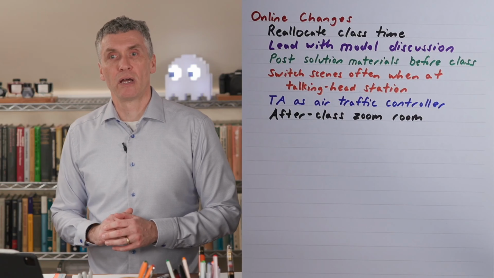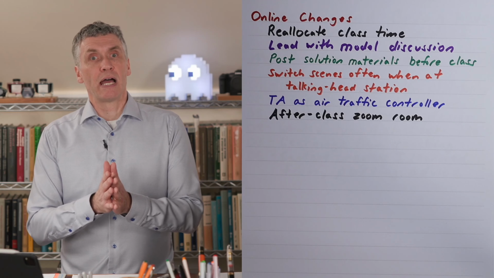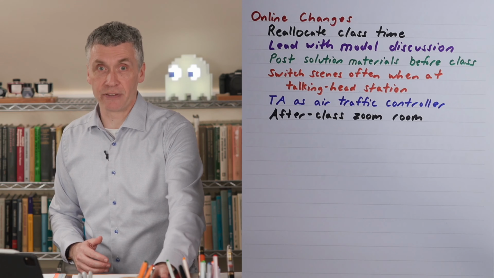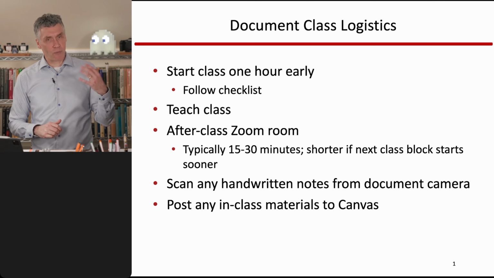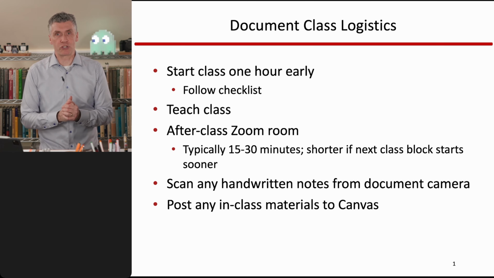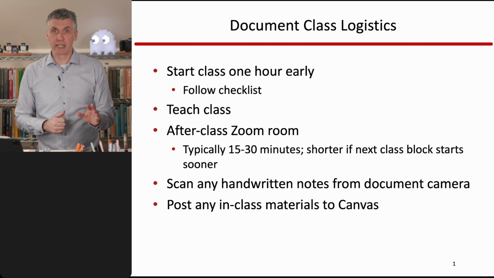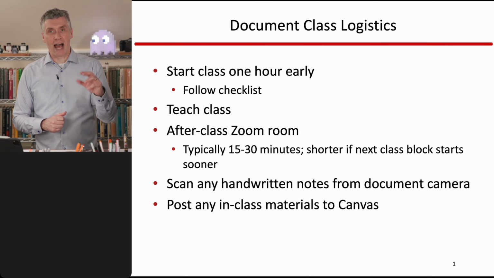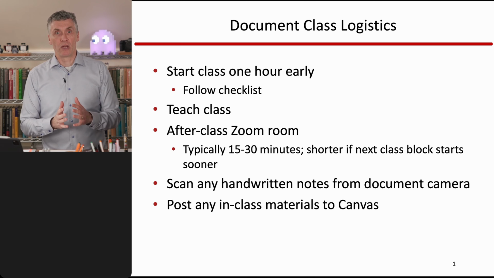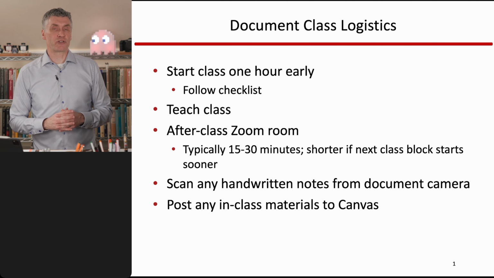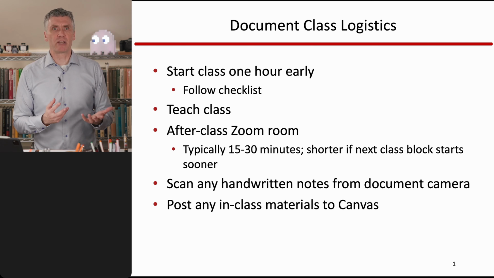Finally, after class, I would go to a different Zoom room. I didn't want to stay in the class because other people actually stayed in the class. So now, getting into the logistics of the course: we started class 1 hour early. We followed a checklist, which I'll get to in a second. We then taught the class. I would go to the after-class Zoom room, while the TA would stay in the class, in the Zoom session, and be available if there were any administrative issues.